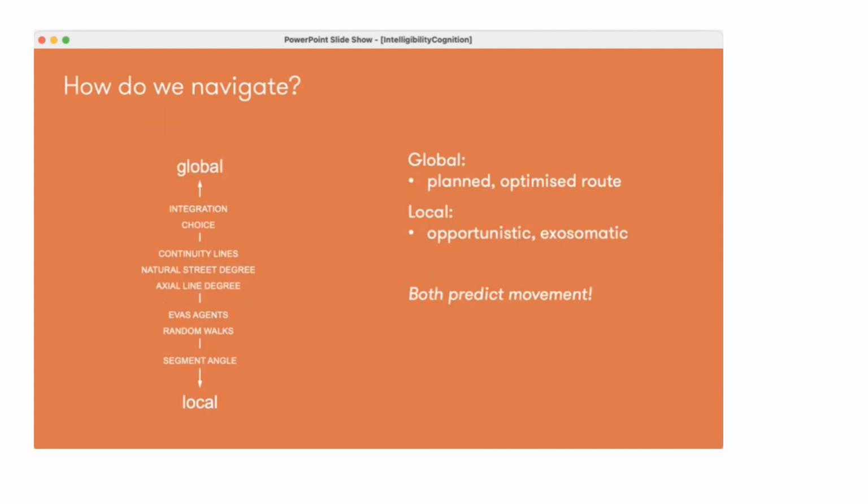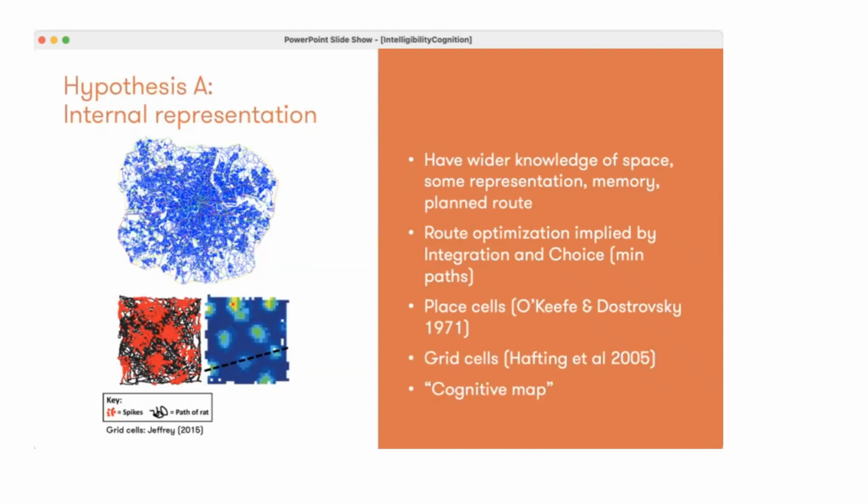But if all of the city spaces we have are intelligible, it means that we don't necessarily know what our own strategy is. Are we operating based on some sort of global knowledge of the city? We're planning our routes, we're optimizing them, we're operating on the map we have in our heads. Or are we operating on local cues? Are we opportunistic? Are we acting like those exosomatic agents? Both observations are the same in an intelligible space. So, how do we know which one we're actually using? I think we all think that we're operating on the global, but perhaps we're actually operating on the local.